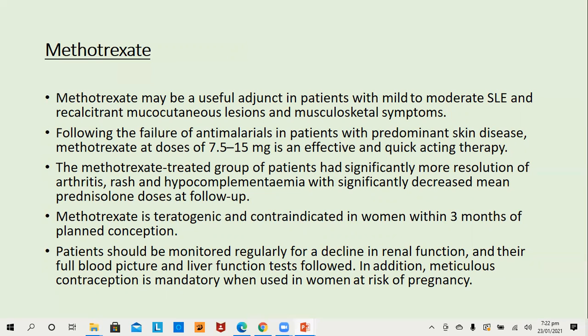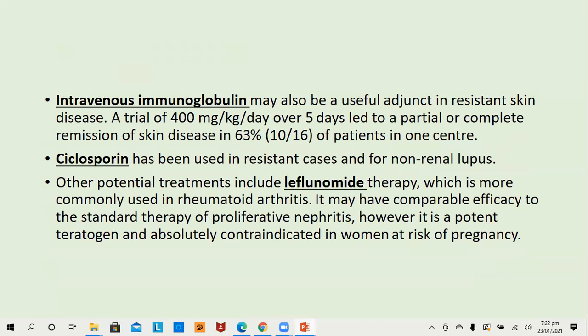So whenever the patient has either failure of antimalarial therapy or is suffering from musculoskeletal symptoms, methotrexate will be a preferable choice over mycophenolate mofetil and azathioprine. Methotrexate is teratogenic and contraindicated in women within 3 months of planned conception. Patients should be monitored regularly for a decline in renal function, and their full blood picture and liver functions are done serially. In addition, meticulous contraception is used in married women with the risk of pregnancy.